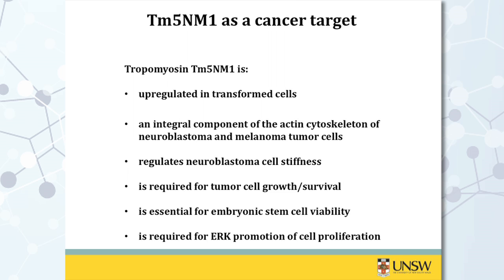It regulates the stiffness of cancer cells. It's required for tumor cell growth and survival. It's essential for the viability of embryonic stem cells. And it's required for the regulation of cell proliferation by the MAP kinase pathway. All this information immediately indicates to us this is potentially a very useful target for cancer treatment. So what we decided to do was make drugs that would compromise this particular tropomyosin.